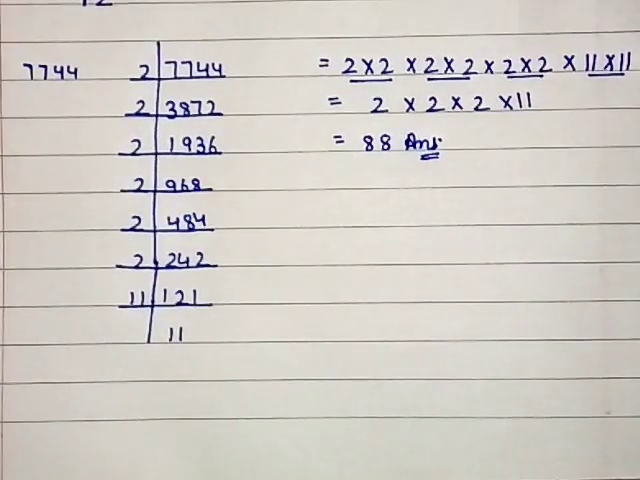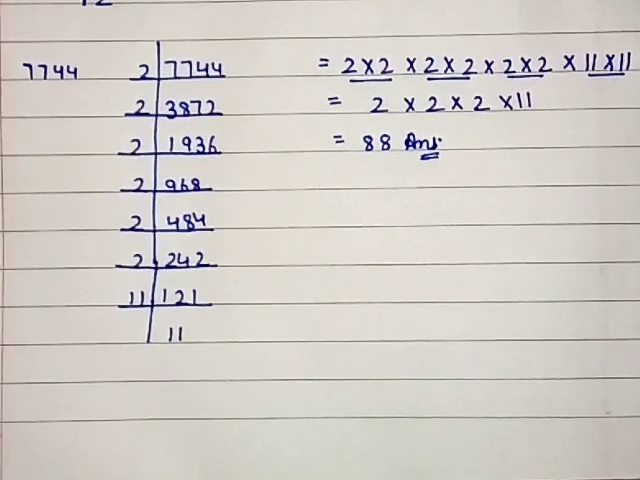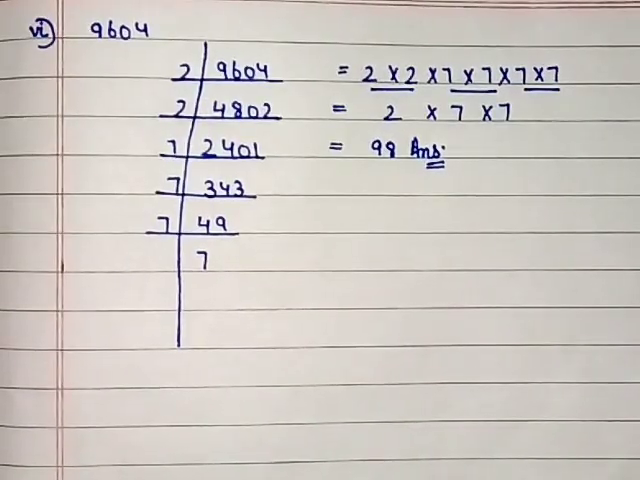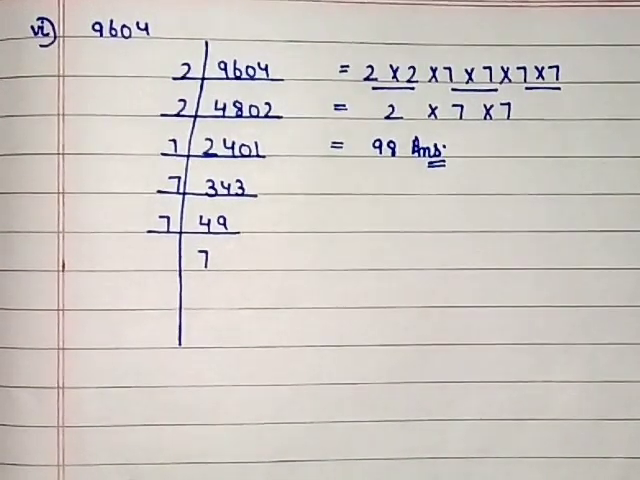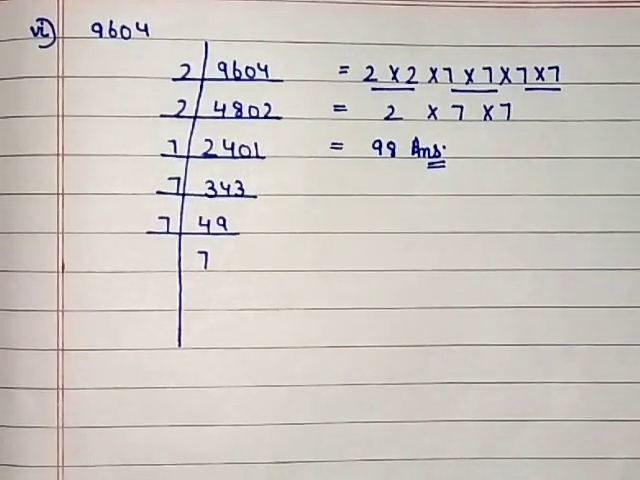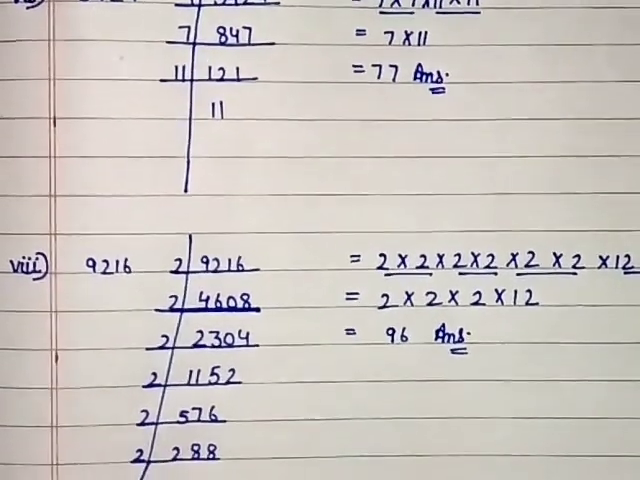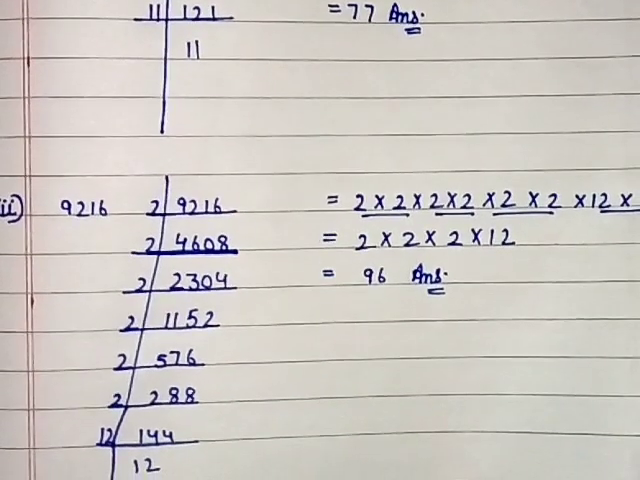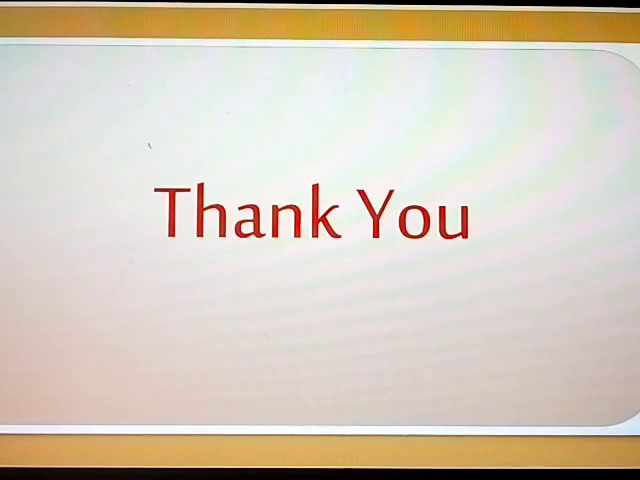Friends, in the same way we will solve part 5, that is 7744. The answer will be 88. Part 6, 9604. The answer will be 98. Part 7, 77. Part 8, 96. So friends, in the same way you have to solve the other questions. Thank you.